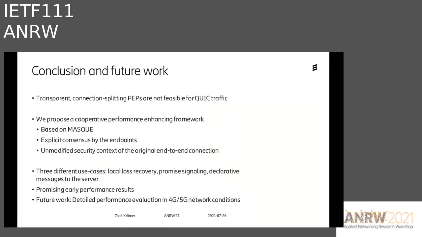In conclusion, transparent connection splitting performance enhancing proxies are not going to be feasible for encrypted traffic. We have proposed a cooperative performance enhancing framework based on the MASQ protocol, built on explicit consent by the endpoint and maintaining an unmodified security context of the original end-to-end connection. We have shown 3 different use cases: local loss recovery, promise signaling, and declarative messages to the server.